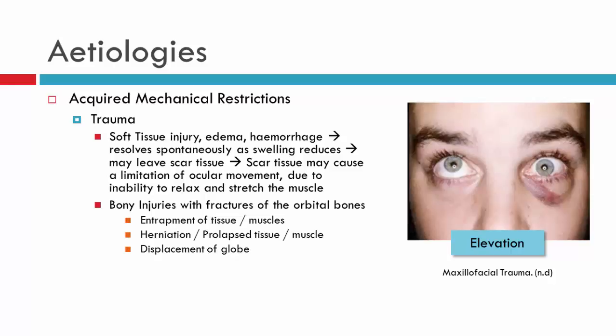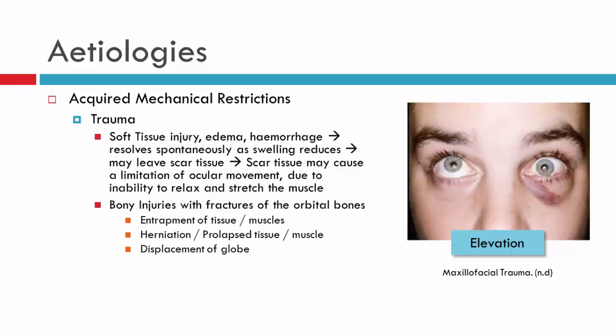Now, soft tissue injuries without even scarred tissue at the beginning can cause limited eye movements as well, because you have a lot of swelling around the orbit and this can limit the eye movements. However, in this instance, what you'll see is improvement of the eye movement as the soft tissue swelling subsides and resolves. In terms of bony injuries, if there are injuries to the actual bones of the orbit, we may see entrapment of tissue or muscle, or there could be displacement of the globe, and all these will cause limited eye movements. We'll talk more about this in subsequent videos, specifically related to bony injuries or orbital injuries.